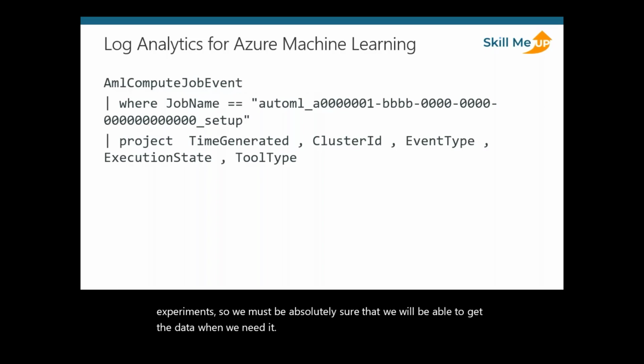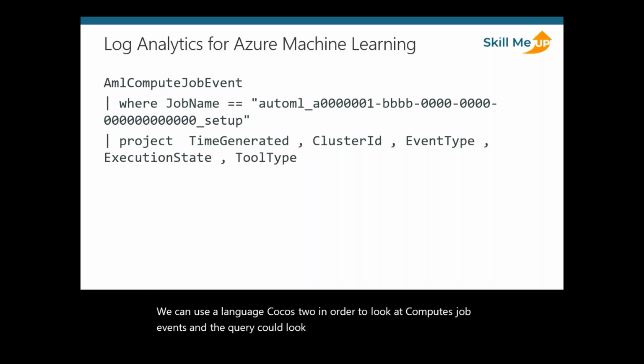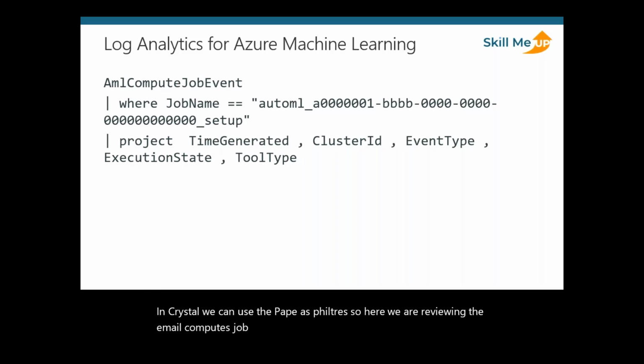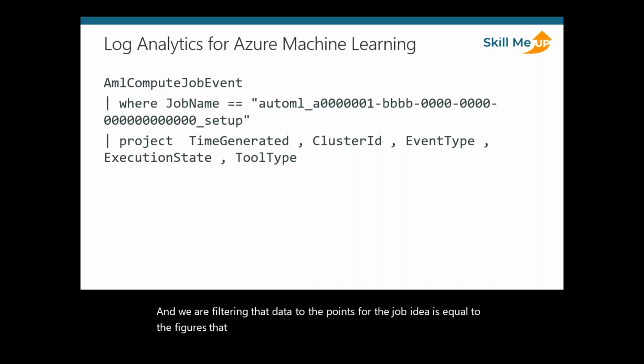Here's an example of what log analytics look like. We can use a language called Kusto in order to look at compute job events. And the query could look like this. In Kusto, we can use the pipe as filters. So here we are reviewing the AML compute job event, and we are filtering that data to the points where the job ID is equal to the figures that we see here. And then we can specify exactly which columns we would like to see.